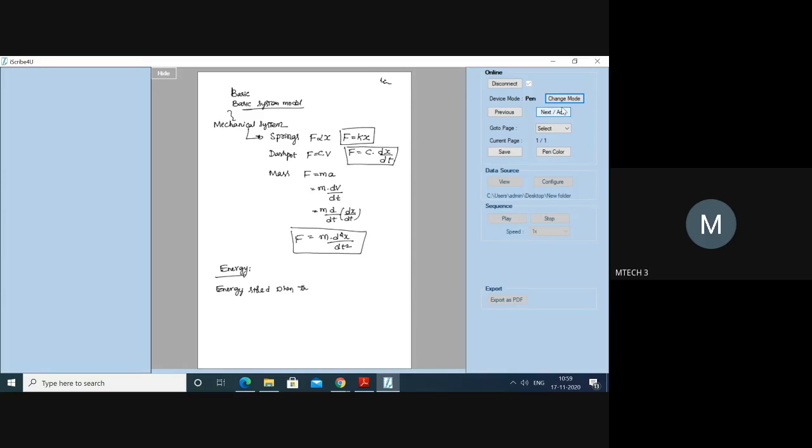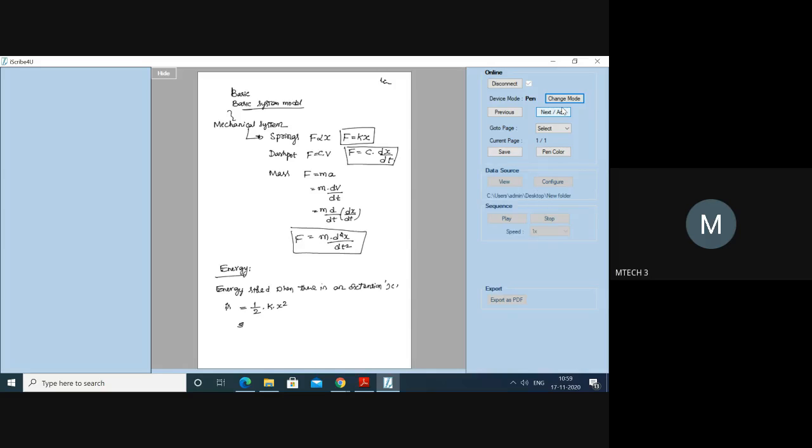The energy stored when there is an extension x is equal to half into k into x square. Half into k into x square, this is the energy which is going to be stored in the spring.